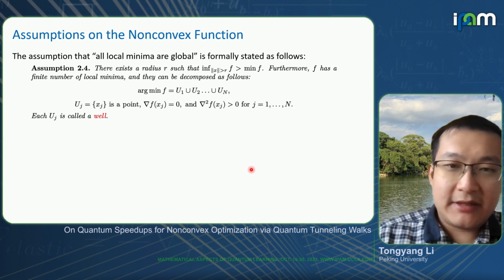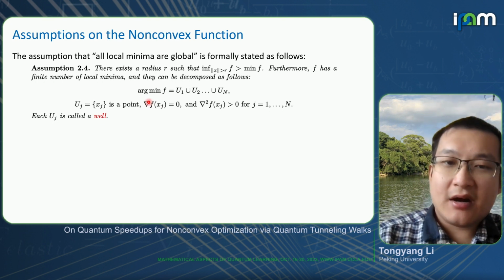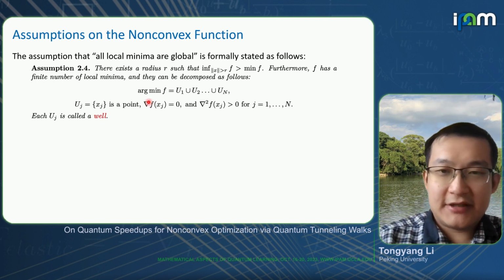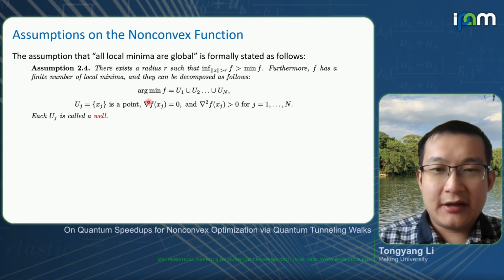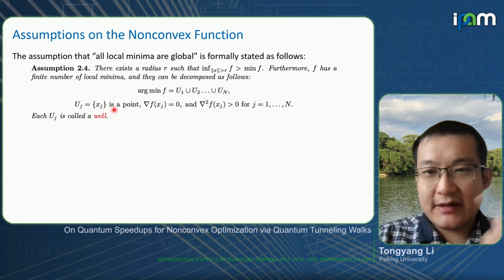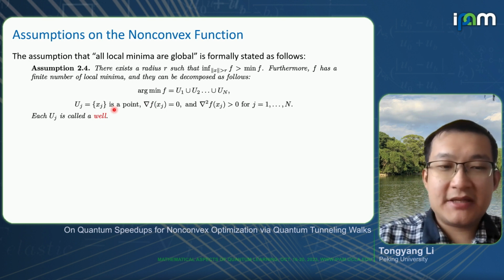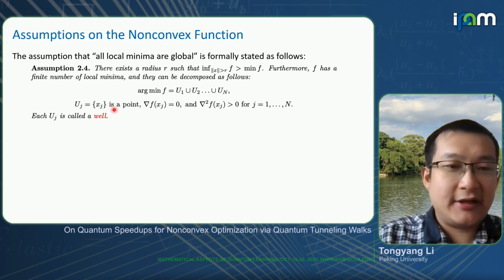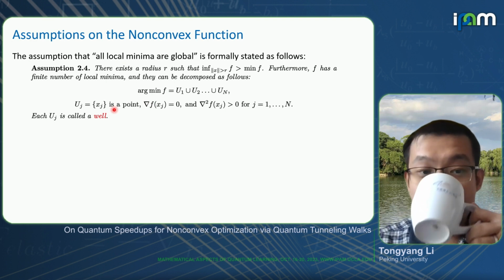It is formulated in the sense that we consider the arg min here. The arg min of the function f can be written as the union of all these local minima. A local minimum is a point where the gradient is 0 and the second order Hessian is a positive semi-definite matrix. For such a set, we call this point set all the wells that we study here.